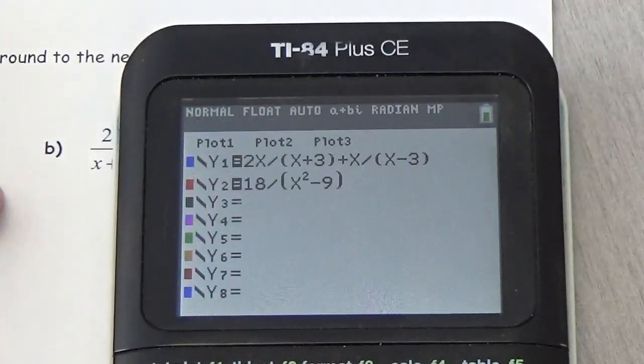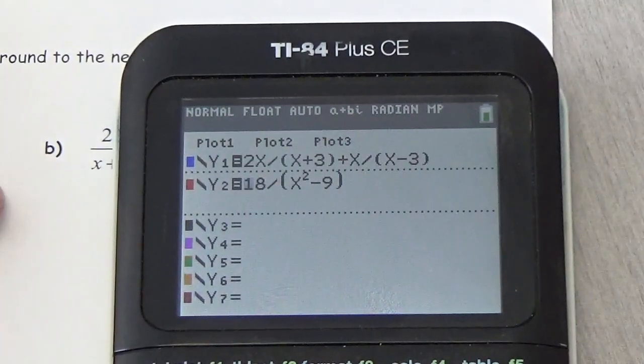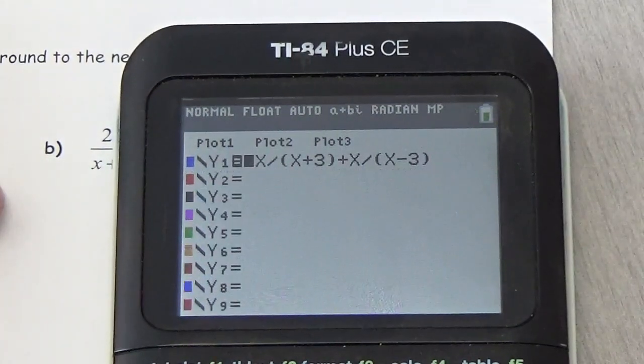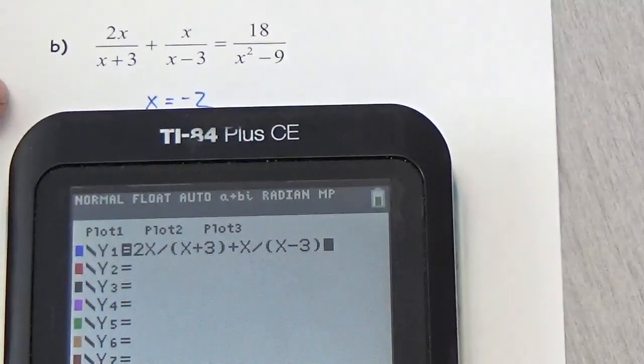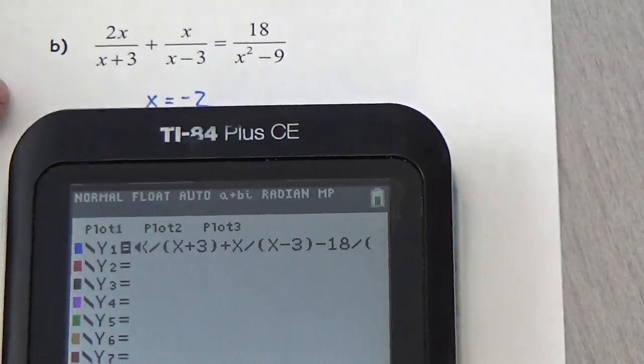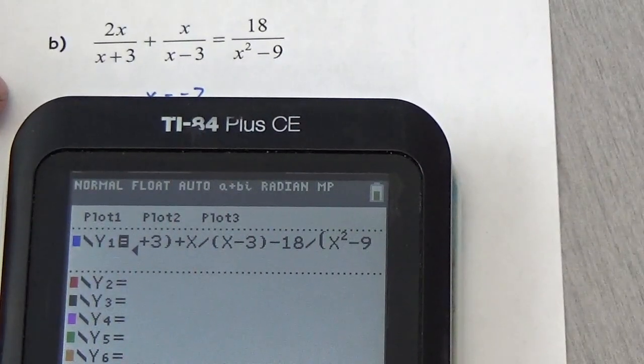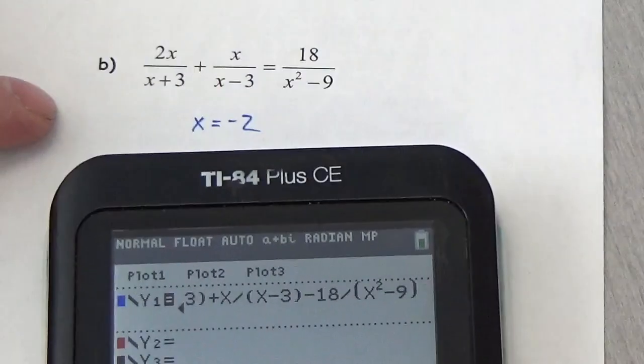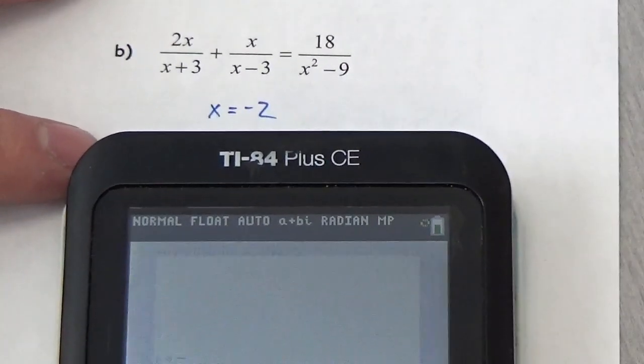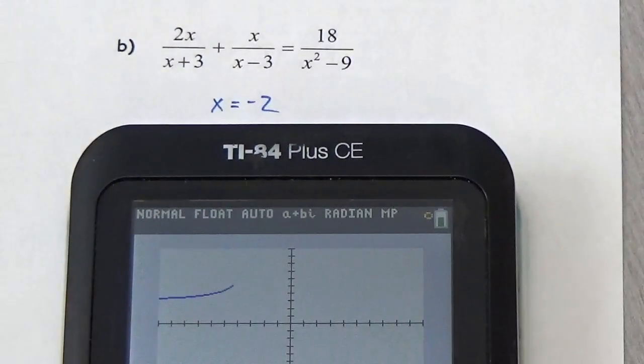Let's go back to y equals. And I'm going to drop this one right here. And I'm going to move that up to here. And I'm going to make this -18 divided by bracket x squared minus 9. And what I'm doing is I'm applying that rule that I used for the previous question here. And when I press graph here, I'll explain why I'm doing this in just a second.